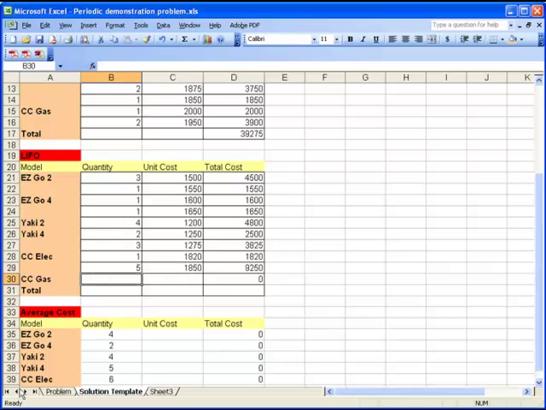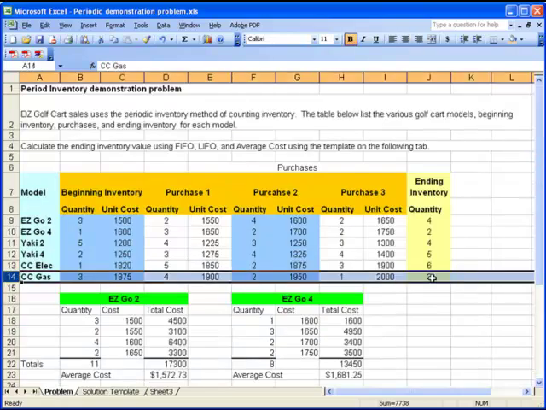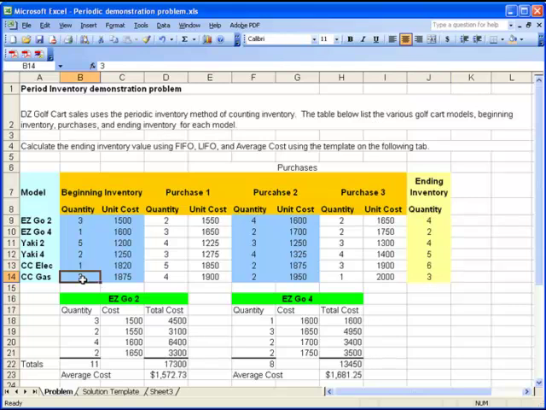And then finally our CC gas model. The problem is right here. There's 3 left in inventory, and we had 3 to begin with. We'll assume all these were sold under the last in, first out rules. And here's what's remaining: 3 at 1875.